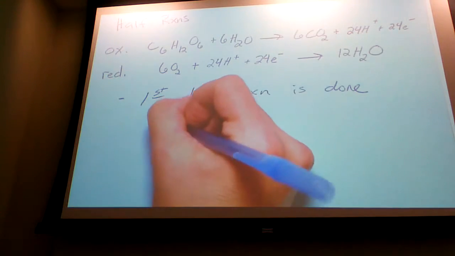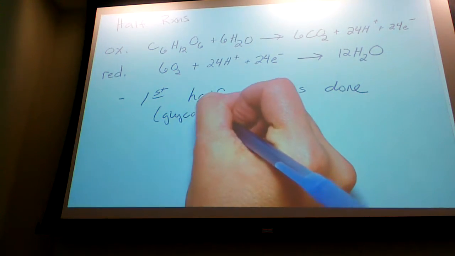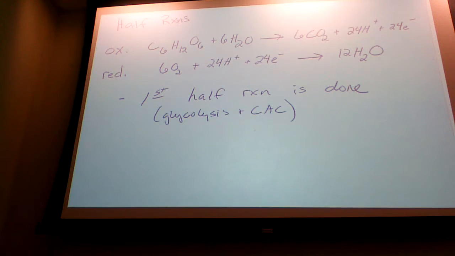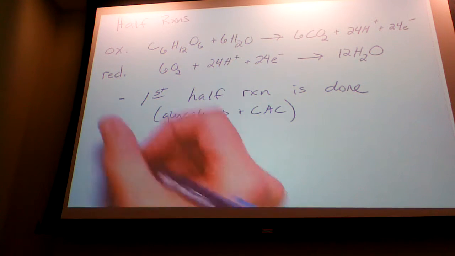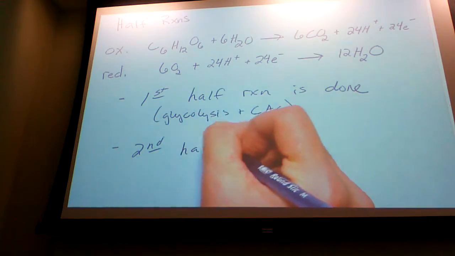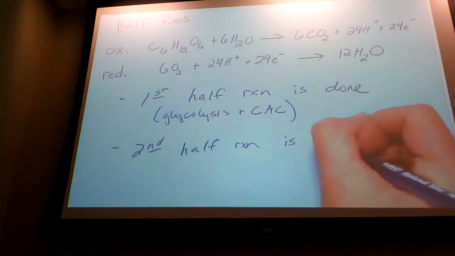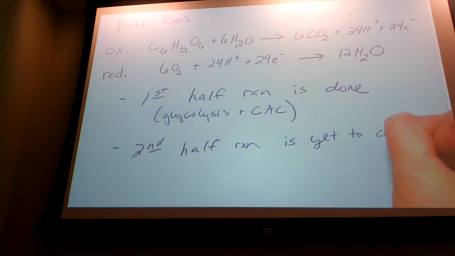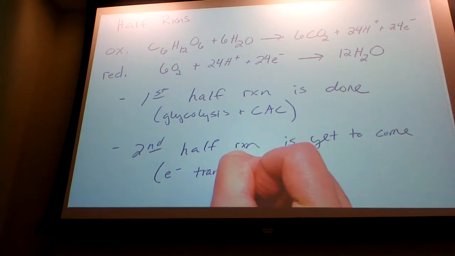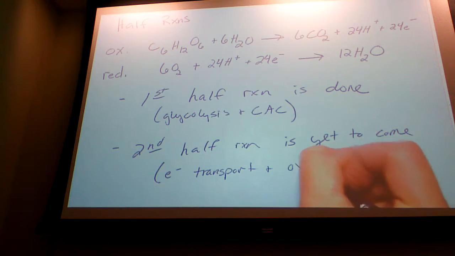Okay, so that's glycolysis and the CAC. We've turned our glucose into carbon dioxide. We've done that. The second half reaction is yet to come, and that is our electron transport and oxidative phosphorylation.